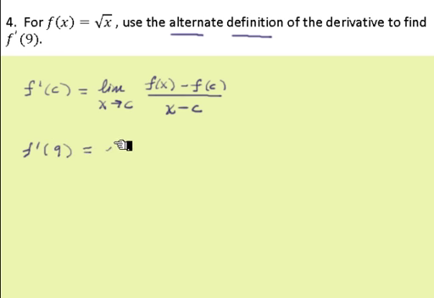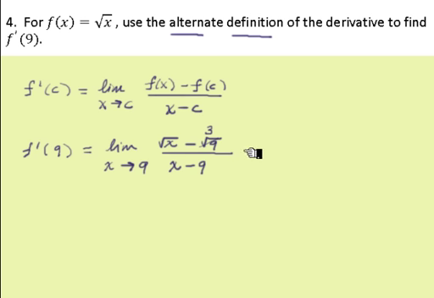So let's just do a little substituting. F prime of 9, that is c equal to 9 in this case. That's equal to the limit as x goes to 9 of f of x, in our case that's the square root of x, minus f of c. Substitute 9, so we have the square root of 9, which is 3, over x minus c, x minus 9. I'm just going to write a 3 here. At this point we can't substitute in x equals 9 because that would make the denominator 0.